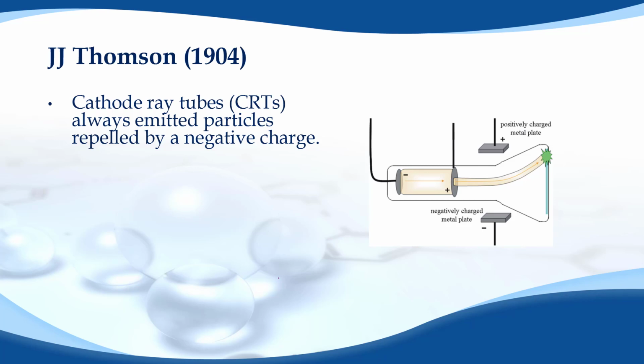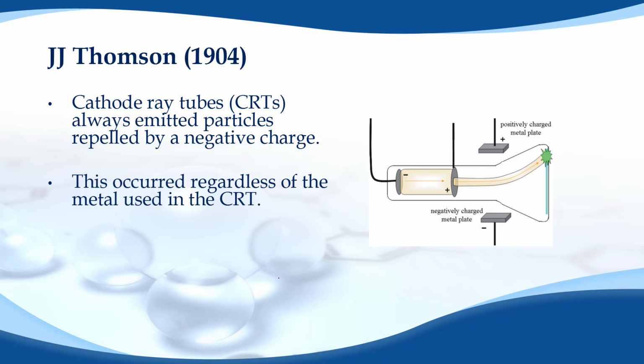And the idea is, again, you fire out these negatively charged particles. Charged particles are bent by magnetic fields. Now, since the particles are negatively charged, they're going to be bent towards the positive plate, right? This happens regardless of the metal that you use to create that cathode ray, right? So if you use steel or aluminum or copper or silver, whatever, this all happens.